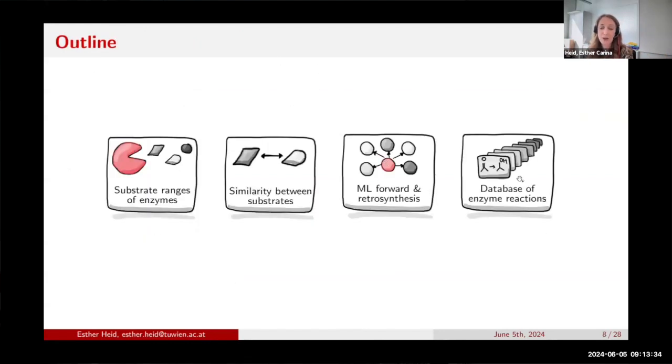So the project that I want to talk about and that arose from this idea is some heuristic approaches on the substrate ranges of enzymes, which give us better reaction templates, as well as similarity searches between substrates. And then I'll go into the machine learning part of this, ranging all the way from simple networks to very elaborate ones, graph convolutional neural networks and transformers.